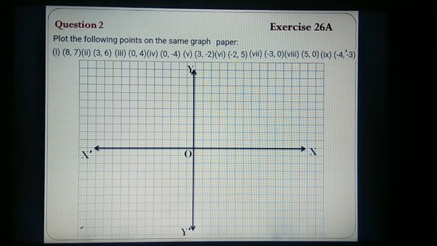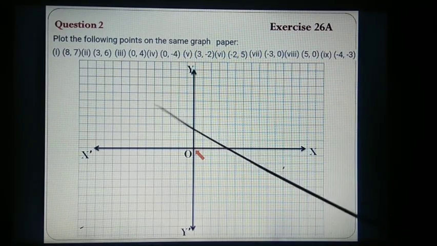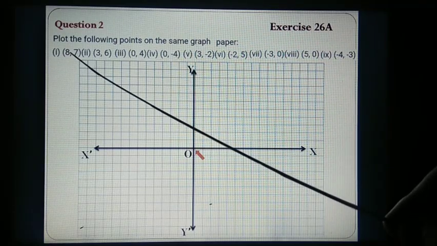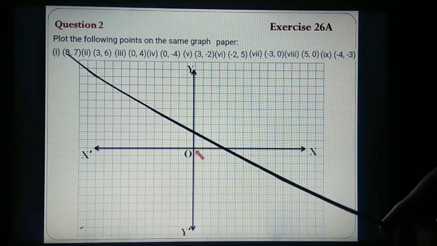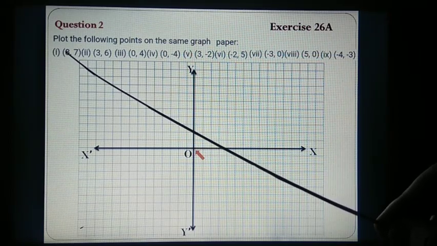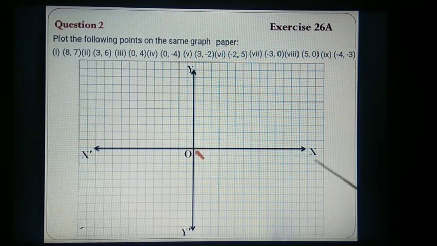Now let me take the first point. The first point is (8, 7), right? We always start from 0, and 0 is counted at the origin. The first abscissa is 8, that means the x distance has to be 8. It is plus 8, actually there is no sign mentioned, which means it is plus 8. So plus 8 means we have to go this way. Till here if you count, it is exactly 8: 1, 2, 3, 4, 5, 6, 7 and 8. So this is your 8 distance, that means the abscissa is 8.